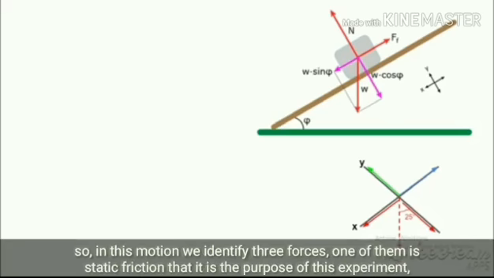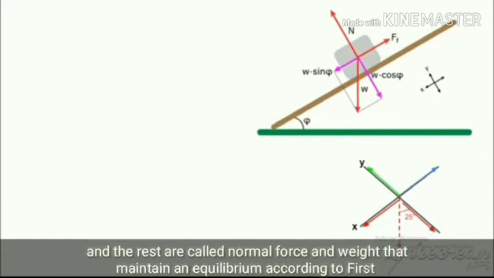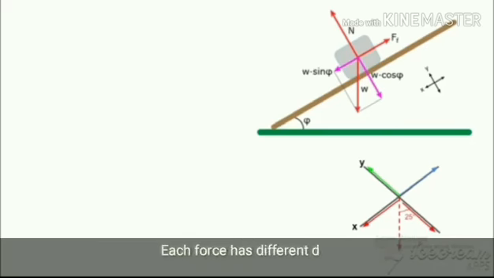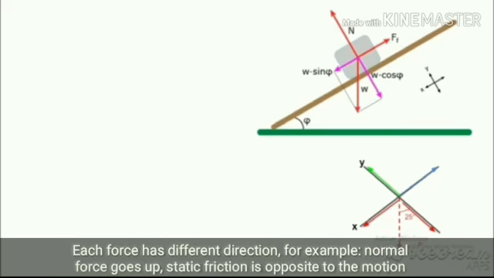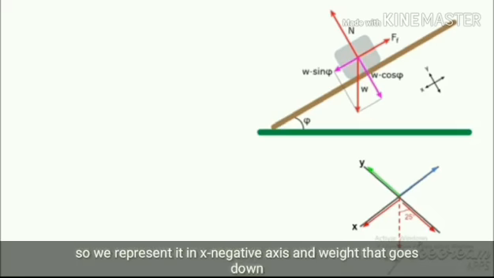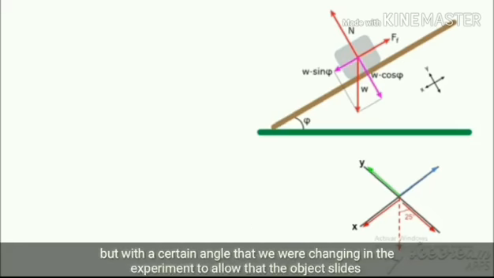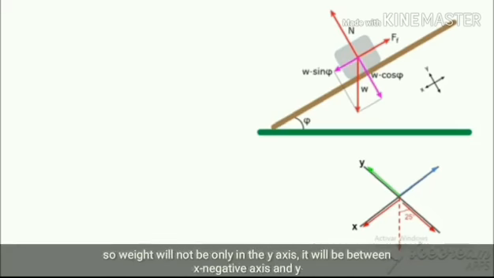So in this motion, we identify 3 forces. One of them is static friction, which is the purpose of this experiment, and the rest are called normal force and weight, which maintain an equilibrium according to Newton's first law. Each force has a different direction. For example, normal force goes up, static friction goes opposite to the motion, so we represent it on its negative axis, and weight goes down, but with a certain angle that we were changing in the experiment to allow the object to slide.